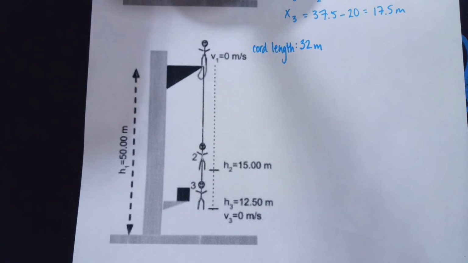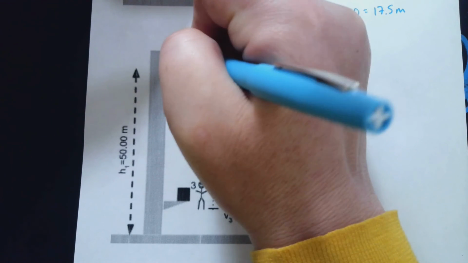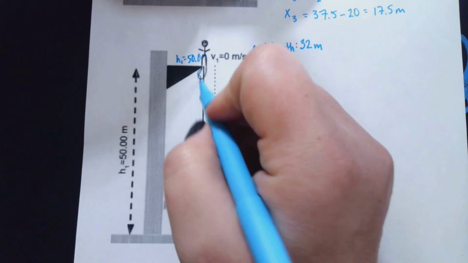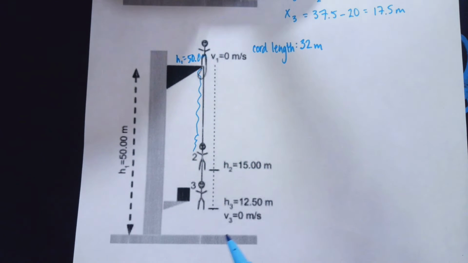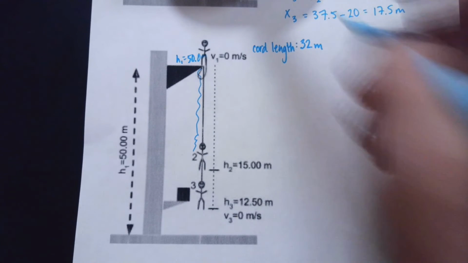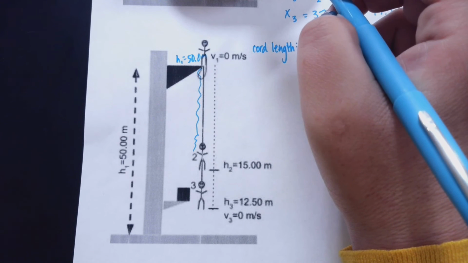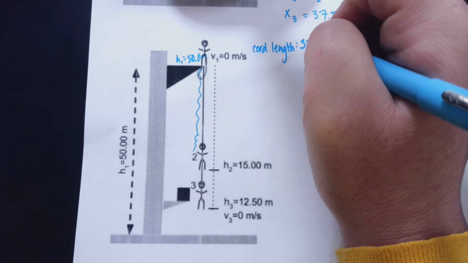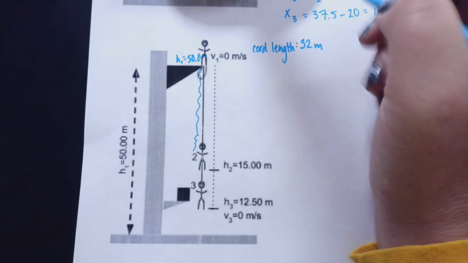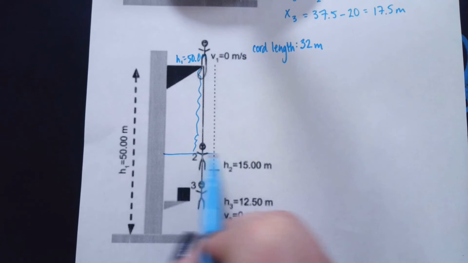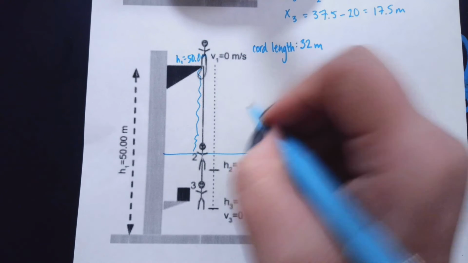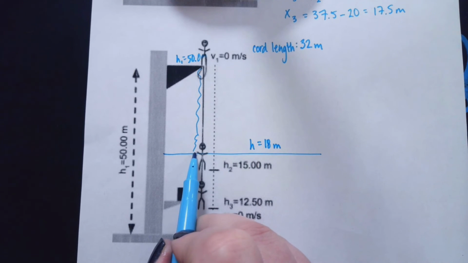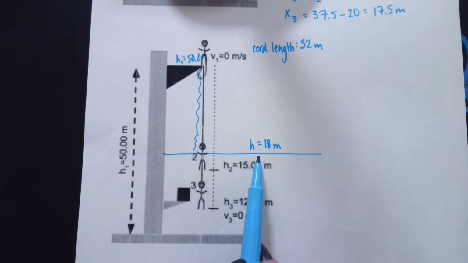So my preferred method, once again, is to say, if H1 is 50 meters and I dropped the cord and just let it dangle, I didn't mean 32. What did I mean? 32 is fine. We'll just do 32. So if I drop it 32, the bottom of that cord is going to have a height of 18 meters, because 50 minus 32 is 18.